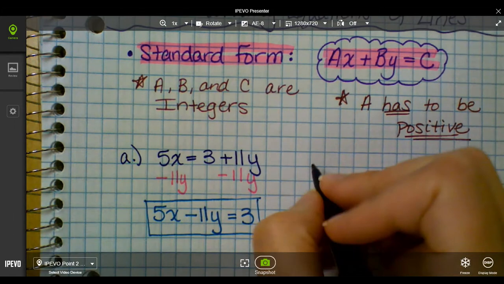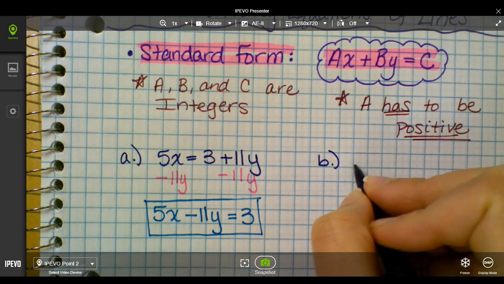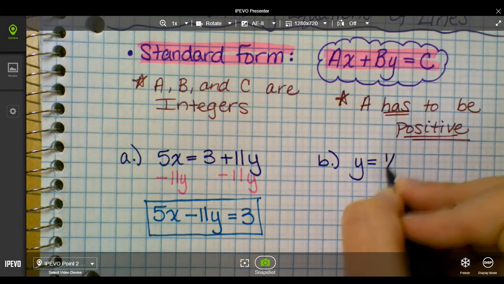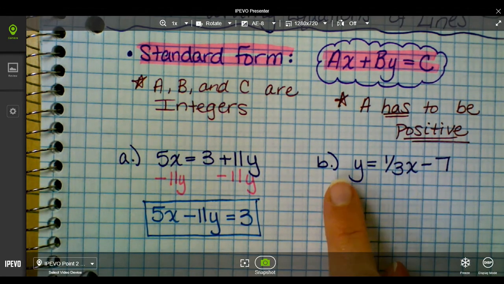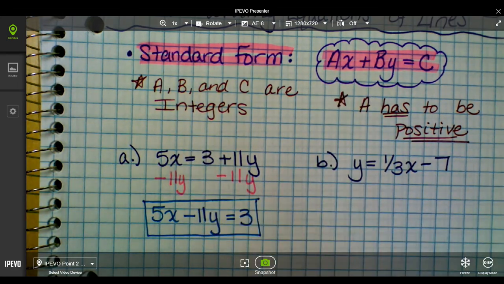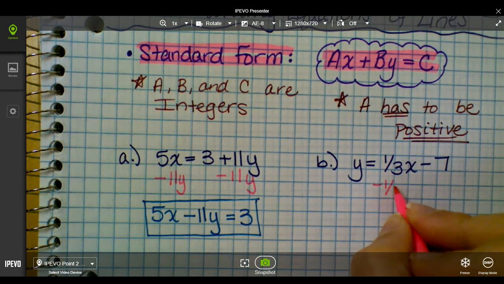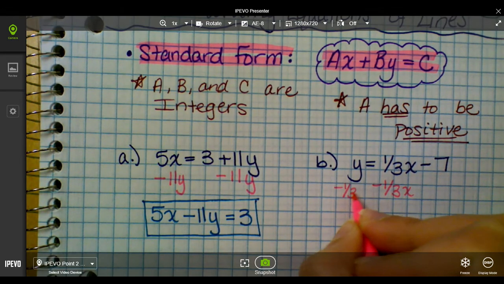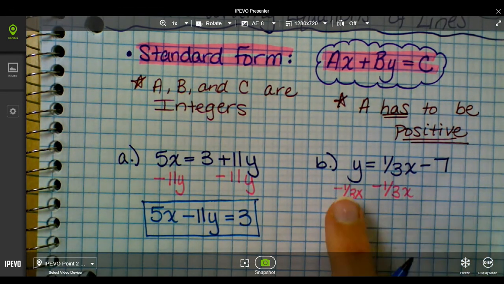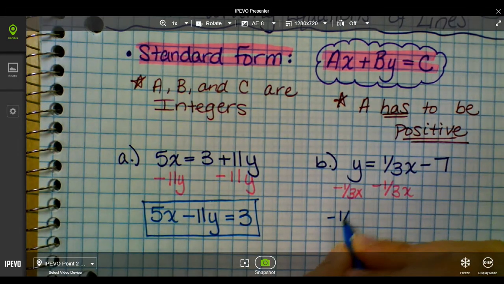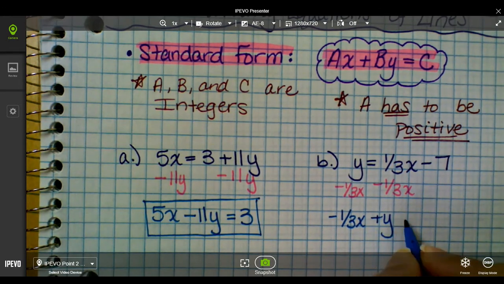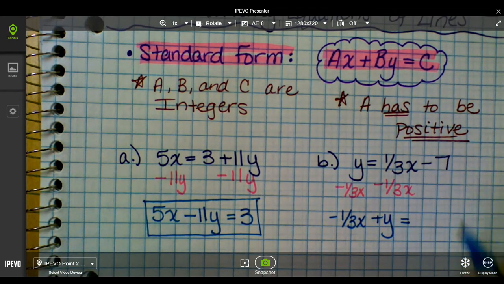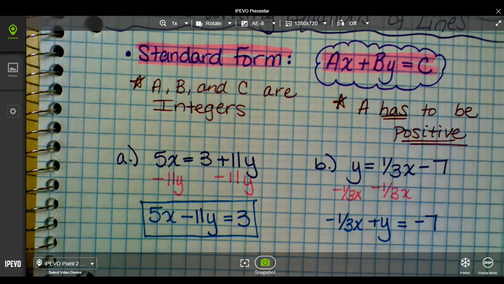So when I go to my next one, it is Y equals 1/3 X minus 7. So this is in slope-intercept form, but I want it in standard form. So now my Y's are on my left side. My X's also have to be on my left side. So I'm going to subtract my 1/3 X over here. And again, I want to make sure my X's are first, then Y. So I'm going to have negative 1/3 X since I subtracted it. The Y is positive, so plus Y. And then this equals negative 7. So make sure that negative is attached to it so you don't lose your signs.